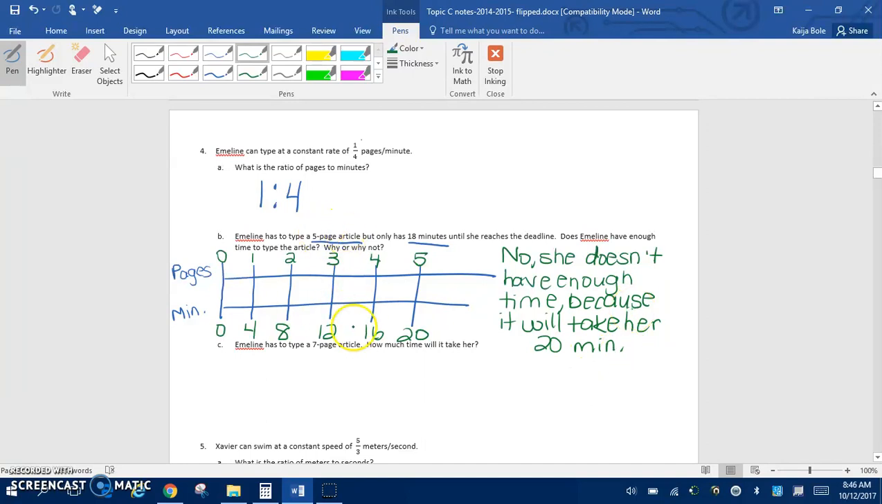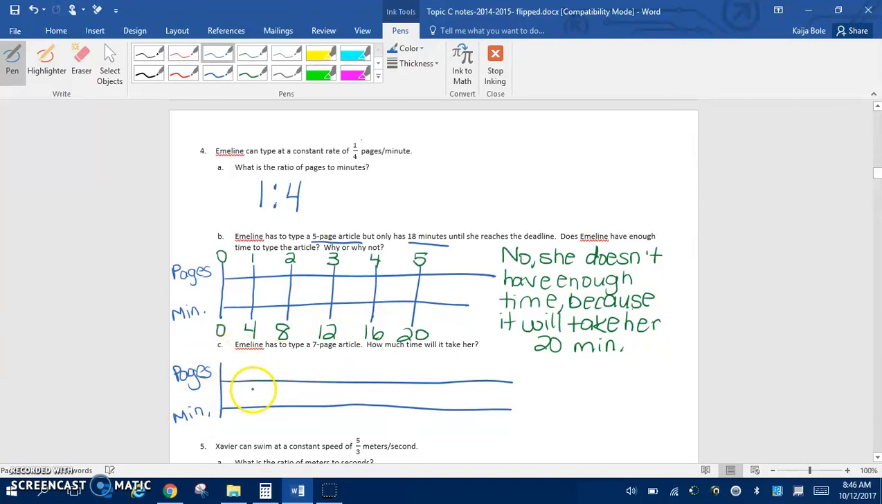So that's part B. Part C says Emmeline has to type a 7-page article. How much time will it take her? So we're going to redraw our double number line. Same thing here. We're going to have to add a few lines onto it this time. So we have pages on the top, minutes on the bottom. Alright, and let's draw in 7 lines this time.